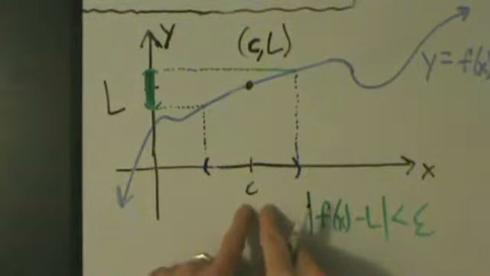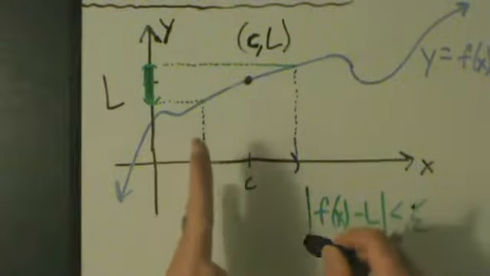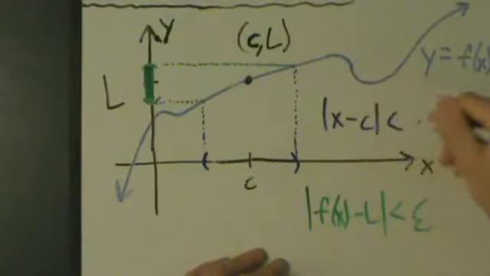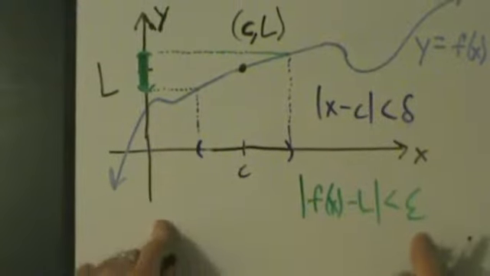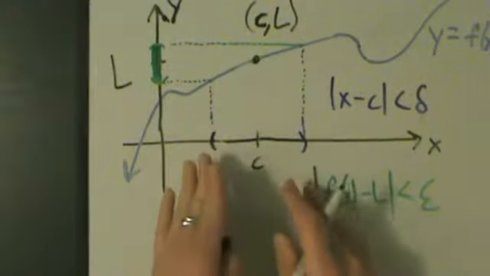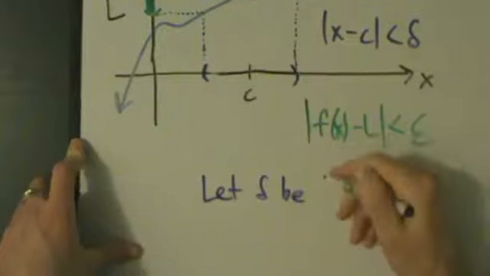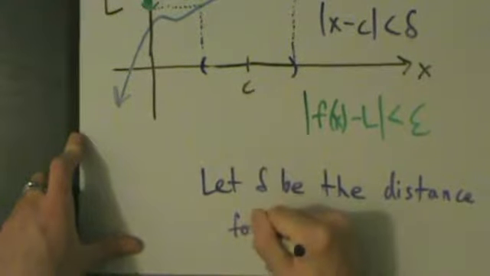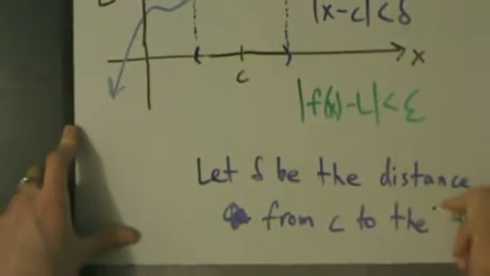But what we want to do now is pick a delta. So you've given me an epsilon, and now I'm going to give you back a delta. Because the idea is for any epsilon greater than 0, we can find a delta greater than 0, such that if the distance from x to c is less than delta, then the distance between f of x and L is less than epsilon. So basically, you've given me an epsilon, now I'm going to give you back a delta. So we've come this far. How do we pick a delta? Well, we're going to let delta be the distance from c to the closer endpoint.